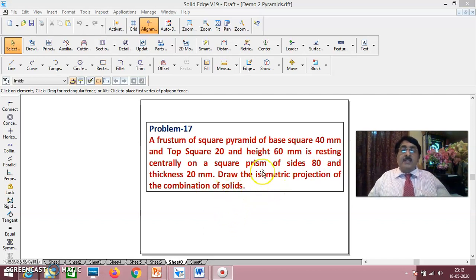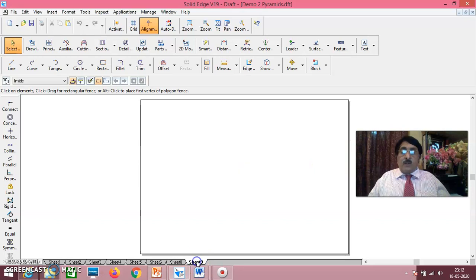See here, since here we don't have a sphere or hemisphere, you don't have to worry about this isometric scale and all that. Initially we'll do everything in isometric view, and then we'll convert into isometric projection. Anyway, I'll tell you now. Okay, now the base solid is a square prism of sides 80 and thickness 20. Okay, first we'll concentrate only on that.